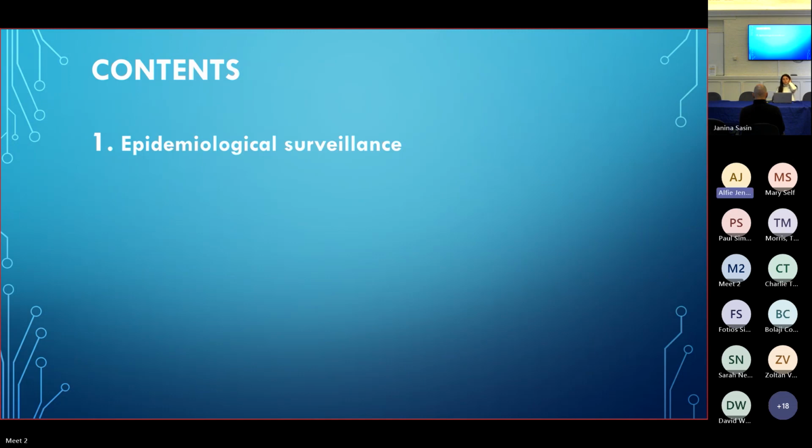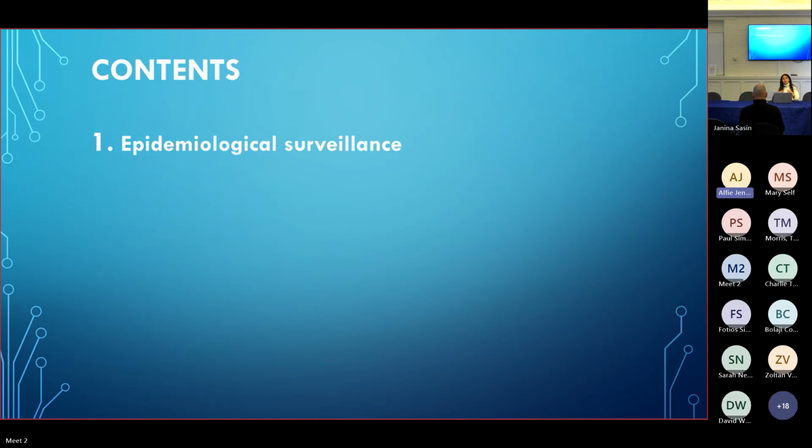So my talk today, like Ruth just said, is on a regression-based algorithm for aberration detection. It is what everyone calls the Farrington algorithm. It's named after Professor Paddy Farrington, who started that algorithm at Public Health England.